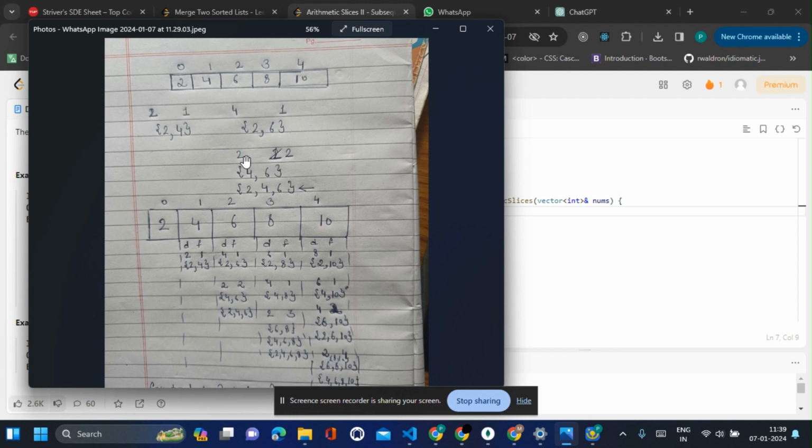Now if we do that again at j equals 1, we have 6 minus 4, which is 2, a common difference of 2 ending at j. But at this j, we already have this one subsequence. This means we can add this number to that subsequence and it will also result in an arithmetic subsequence. That's why we have to increase the counter by 1, so it will become 2. 2, 4, 6 we get by this, and after adding 6 to this subsequence, we get 2, 4, 6.